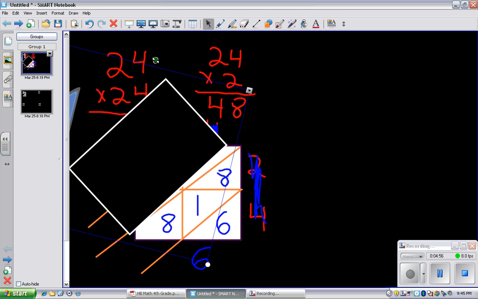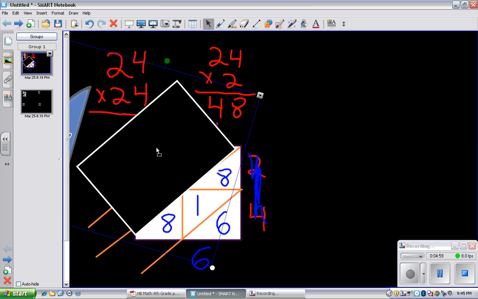Line it up. There you go. In this diagonal, I have an 8, a 1, 8, and a 1. I need to add up all three numbers. 8 plus 1 is 9. 9 plus 8 is 17.